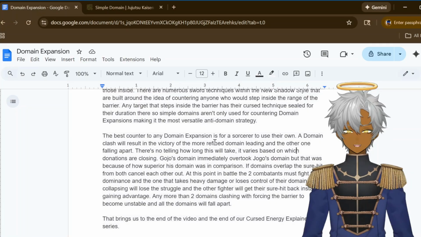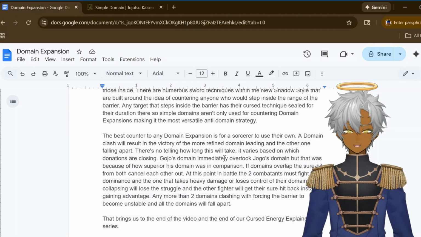But anyway, the best counter to any domain expansion is for a sorcerer to use their own. This is the last bit before the end of the video. A domain clash will result in the victory of the most refined domain, leading to the other one falling apart. There's no telling how long this will take. It varies based on which domains are closing.